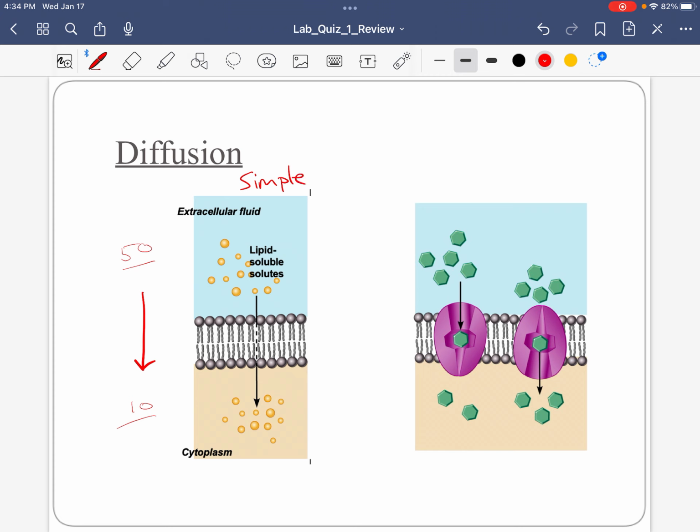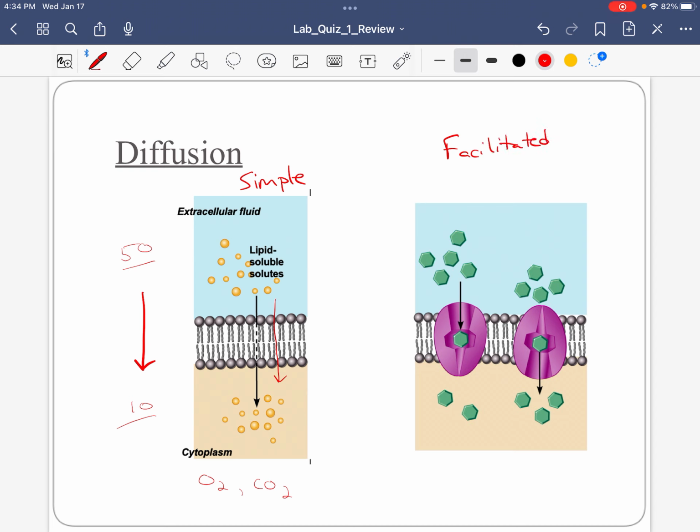Make sure you review, there is simple diffusion. Simple diffusion is when things move directly through the phospholipids, and that's what this picture is showing you. Examples of things that move through simple diffusion would be gases, like oxygen, carbon dioxide. But sometimes a particle is too big, and it needs to move through facilitated diffusion.